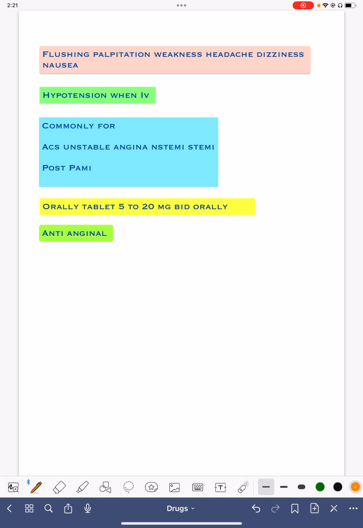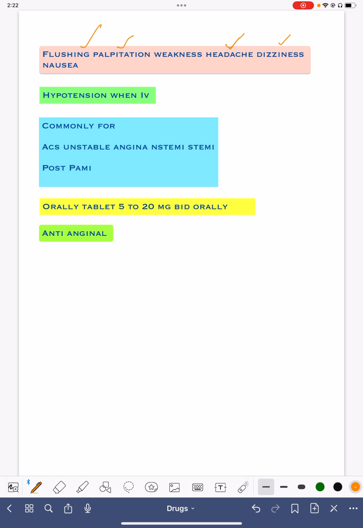Nicorandil very commonly causes flushing, palpitations, headache, dizziness, nausea. Most of the time, if this headache, dizziness, or palpitations is severe, the dose of the medicine can definitely be reduced, and these symptoms usually appear after a few hours of starting the Nicorandil.